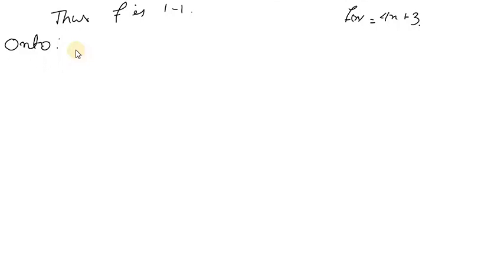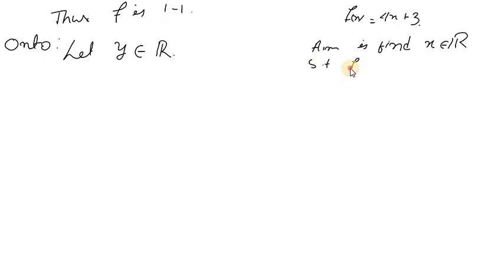So we have to start with: let y belong to R. We have the function from R to R. So our aim is to find x belonging to R such that f(x) is equal to y. Okay. So you have to do this in rough, as we know that for the onto part we always do this in rough. So we'll start with f(x) equal to y.